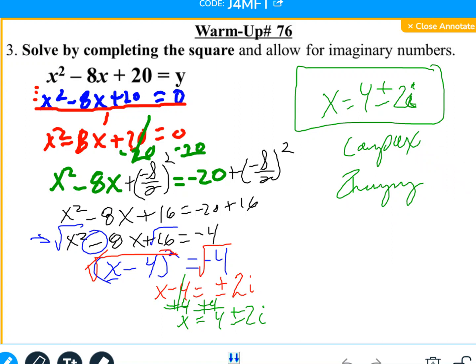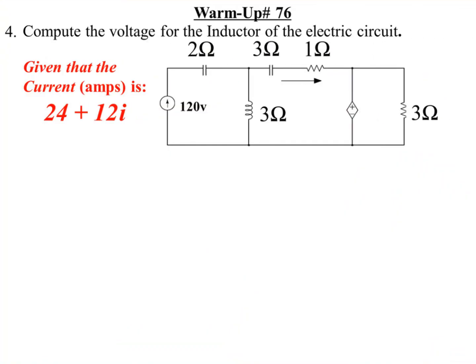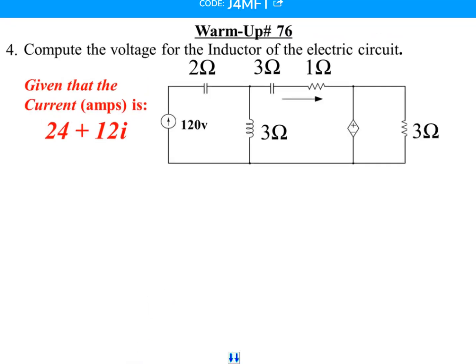And last but not least, let's move on to number 4. All right. So for this one, we got our voltage formula equals I times Z. So voltage equals, we need to substitute for the current being 24 plus 12i, and then the impedance, which is Z. They're talking about the inductor. Tell me, neighbor, which one is the inductor of all of those, please? Which is the inductor?